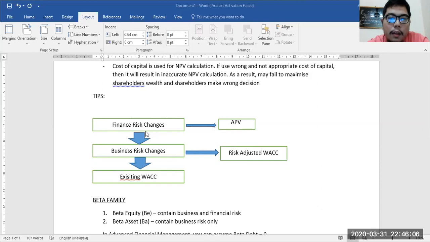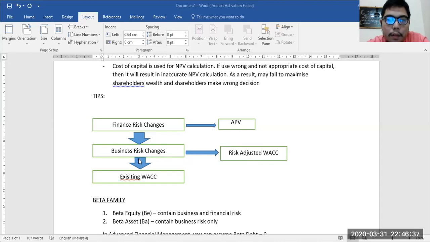However, if there is no change, meaning the capital structure is still the same, but the company wants to go into a new business, it means that the business risk changes. So you need to use risk adjusted WACC, the risk adjusted weighted average cost of capital.